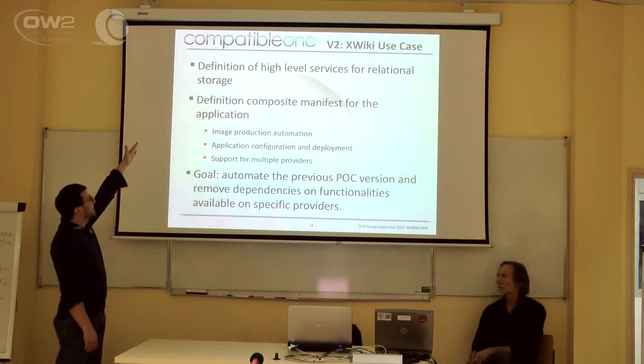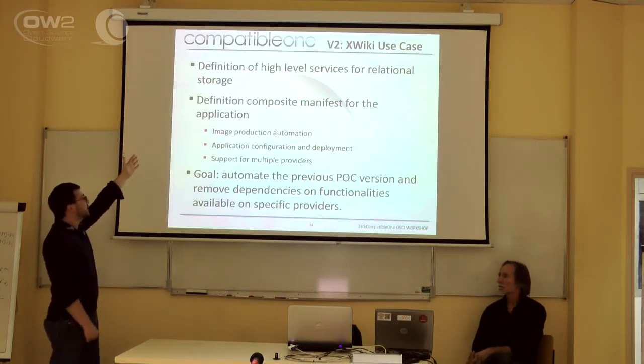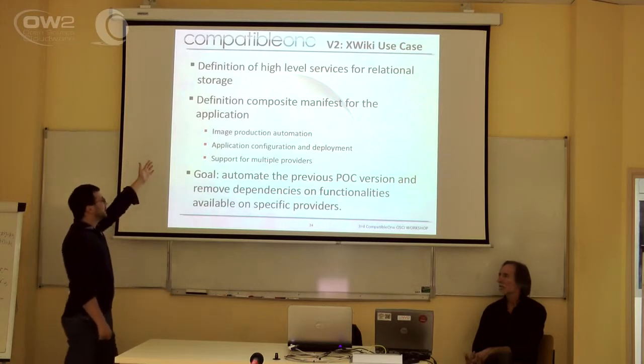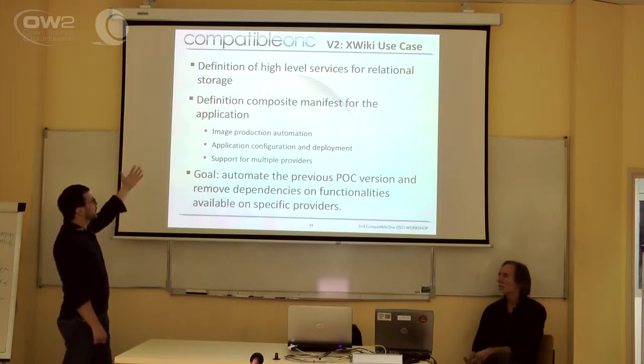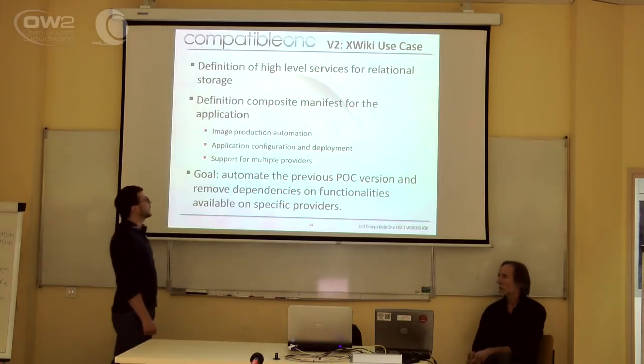In this use case, we will see right now a demo of what I'm describing here. We defined a high-level service for relational storage. We defined a composite manifest for the XWiki application. And in this manifest, we leveraged the image production service, the automatic configuration, deployment, and support for multiple providers.